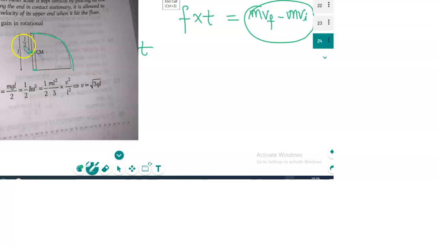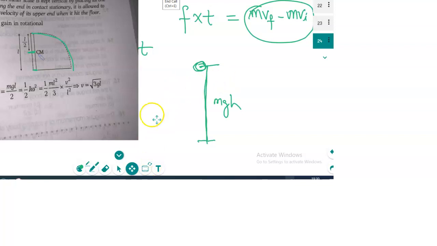But for potential energy of a body, you take the full height. When I take a ball, the mass is at the center, so we take that height. Is it clear? MGH. Okay.